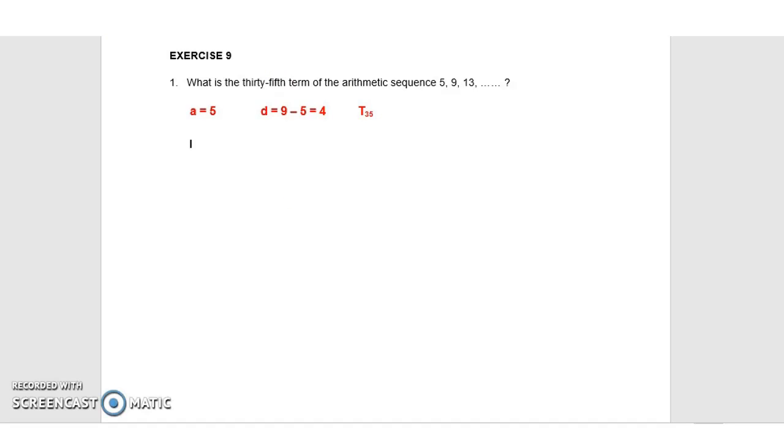Since it is an arithmetic sequence, we use the general term for an arithmetic sequence: Tn equals A plus (N minus 1) D. Substitute the values. We want to find T35, so N equals 35. A, the first term, equals 5, and D, the common difference, equals 4.